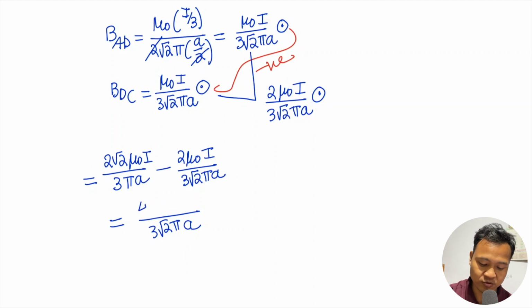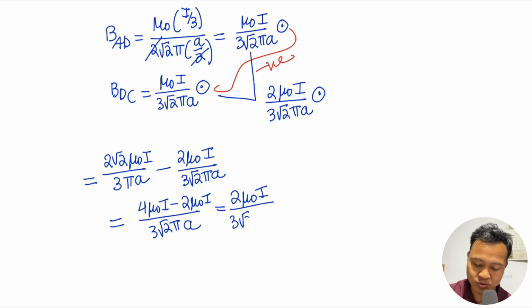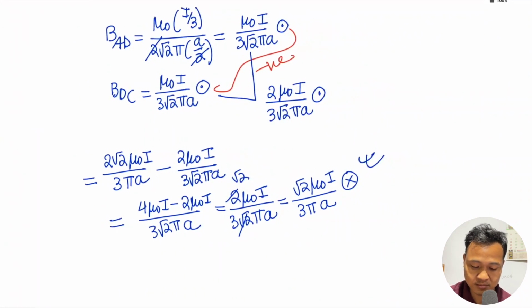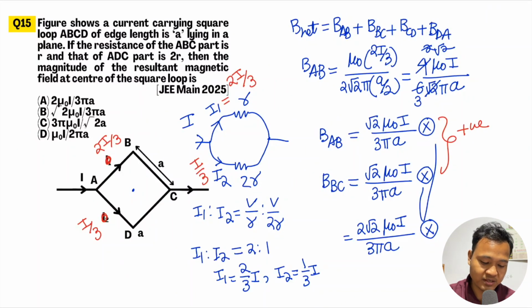So that means 2 fours are 4 mu naught I, minus 2 mu naught into I. So that means I will have here 2 mu naught into I divided by 3 root 2 into pi into A. So root 2 root 2, finally I will have here root 2 into mu naught into I divided by 3 pi A. So overall value is positive, which means it is inwards. Do you have any option? Root 2 by 3, so root 2 into mu naught I by 3.